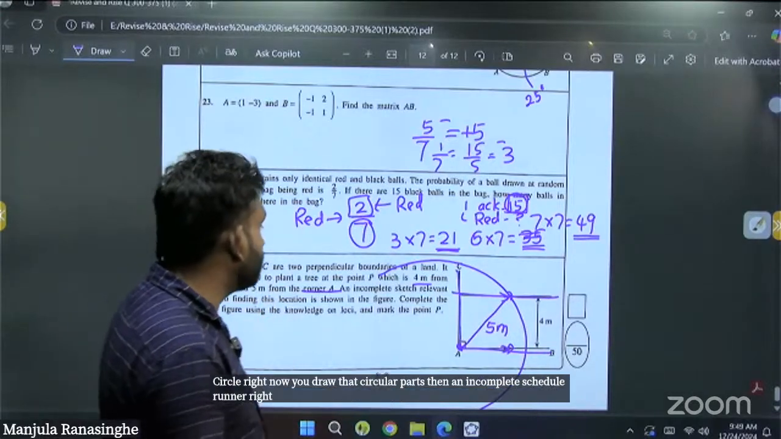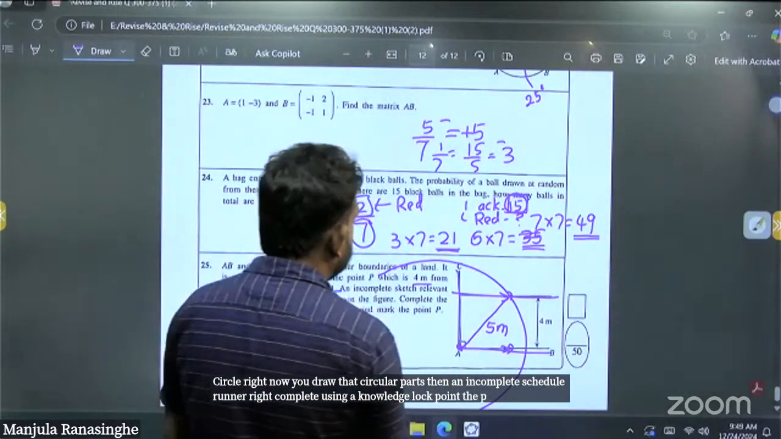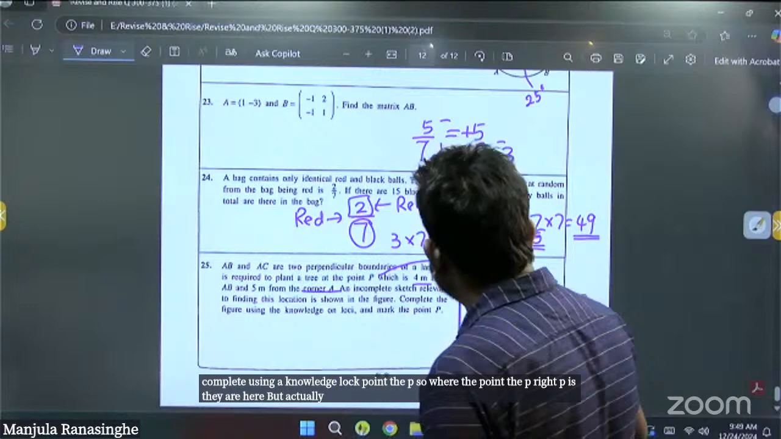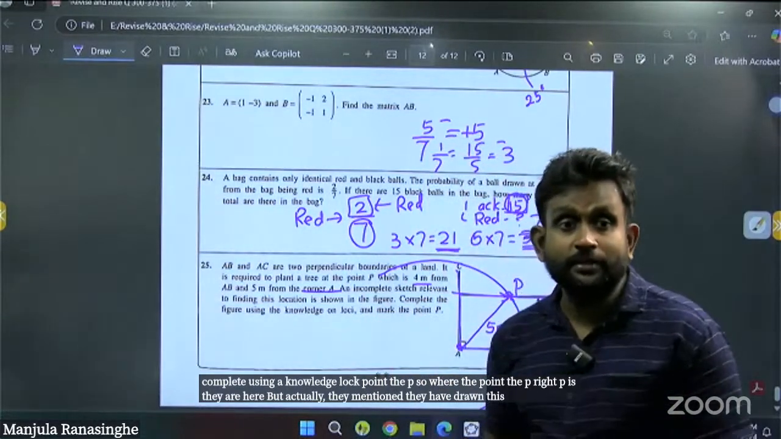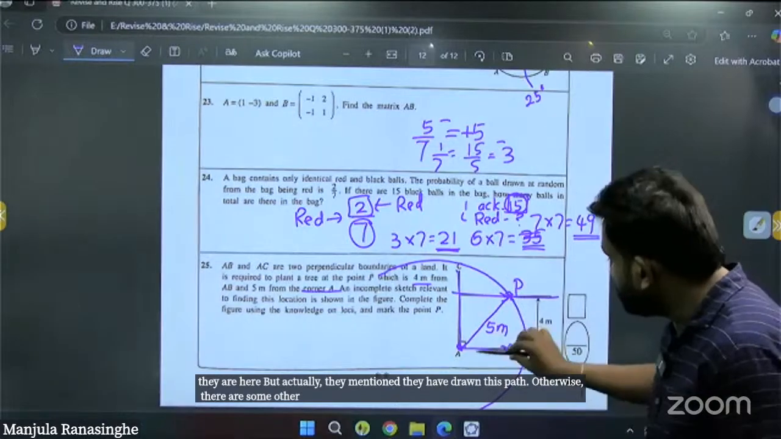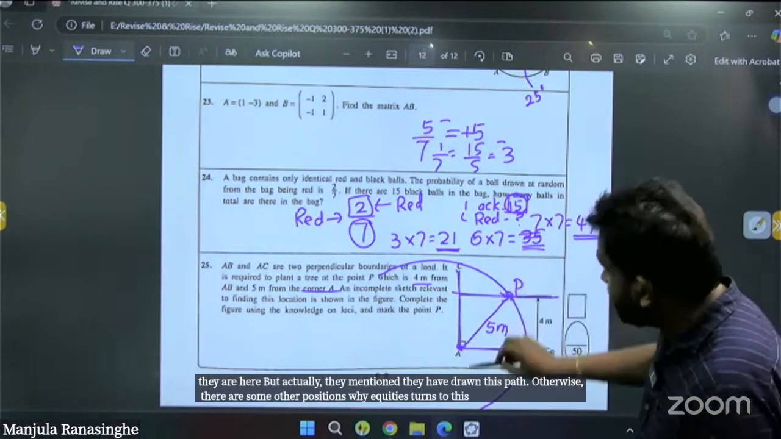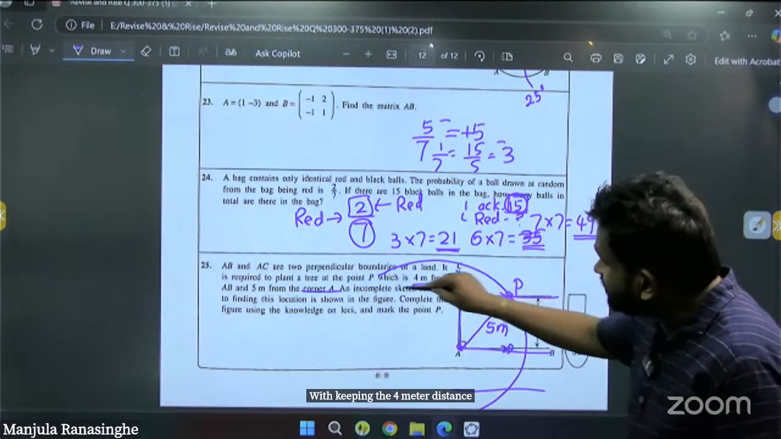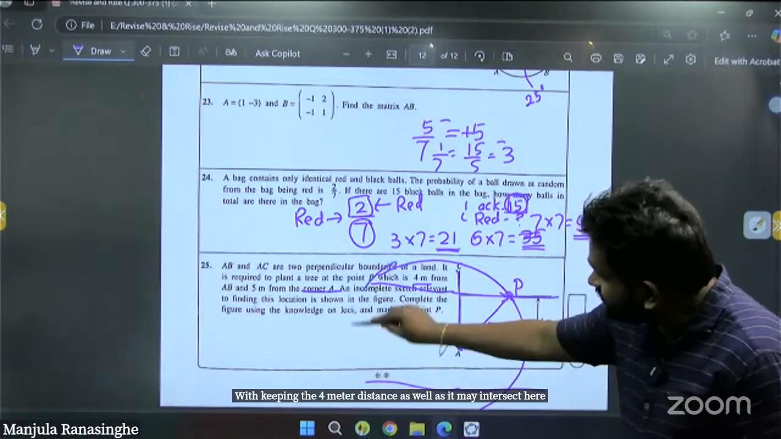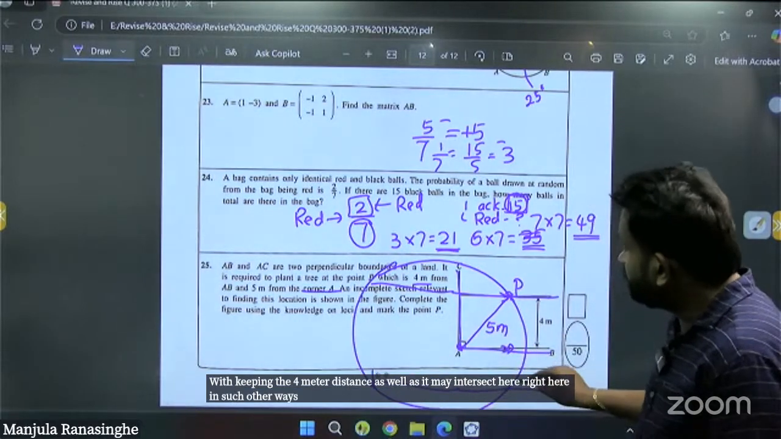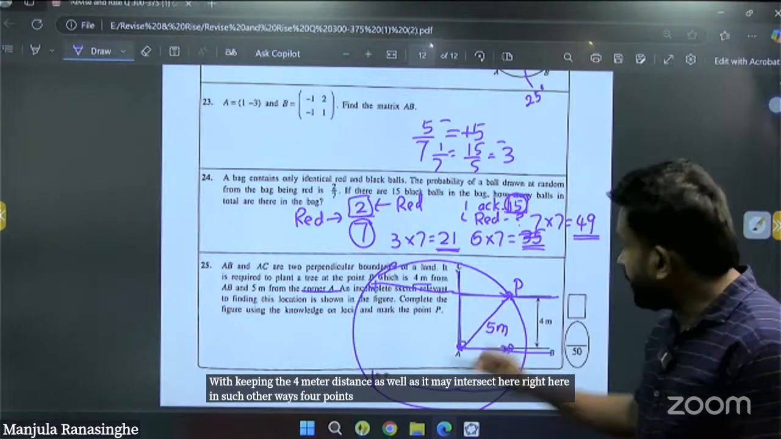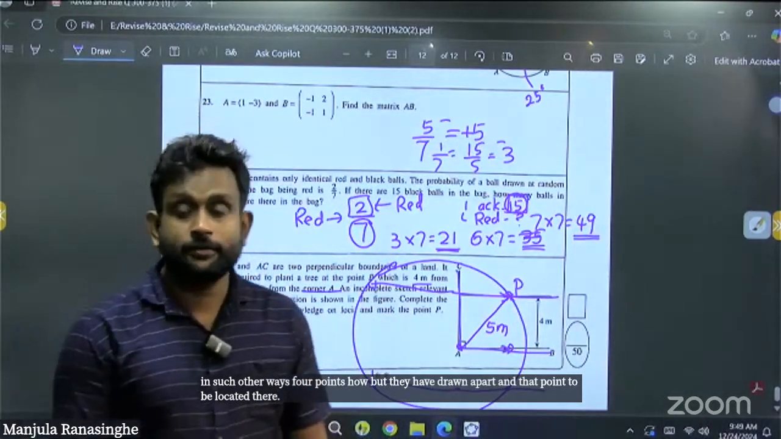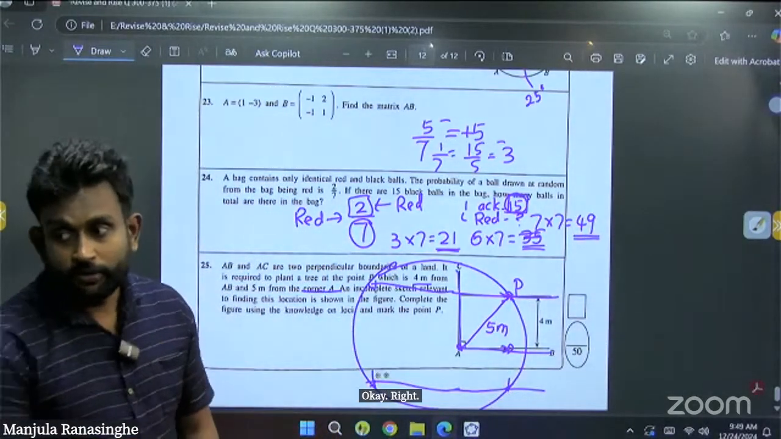So where is the point P? P is here. They have drawn this part, otherwise there would be other positions. Why? Equidistant to this line, it may be on the top as well as the bottom, keeping the 4 meter distance, and it may intersect in other ways, so 4 points are possible. But they have drawn a part and the point is to be located there. Okay, that is fine.